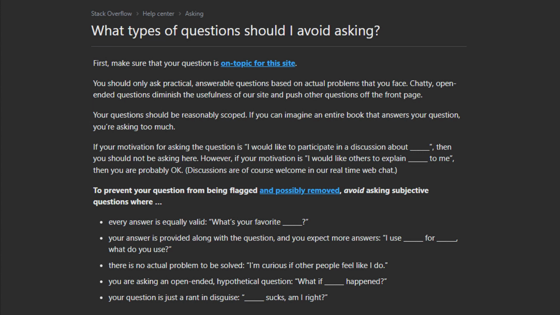You should not ask questions with open answers, such as the best tool, or what's your favorite language, or even how to set up my Java environment. If your question is meant to start a discussion, rather than getting a direct answer, it's probably not for Stack Overflow and will likely get closed.